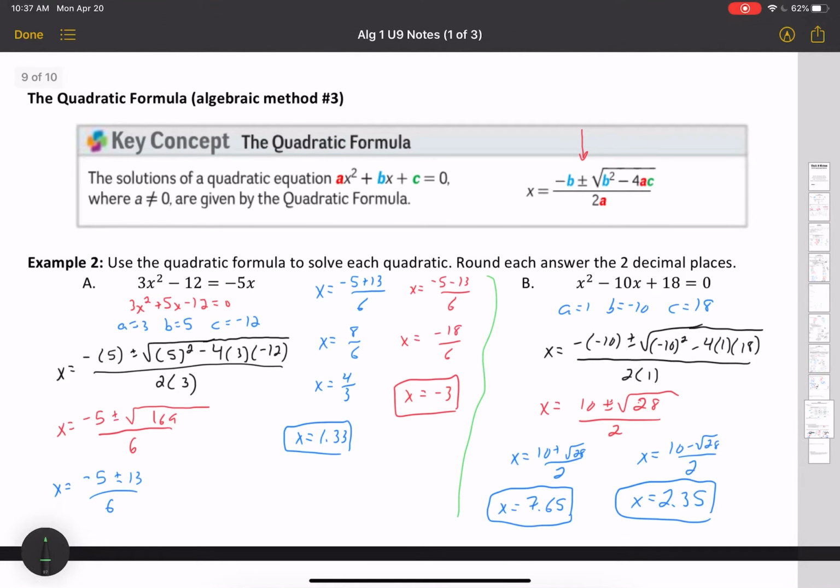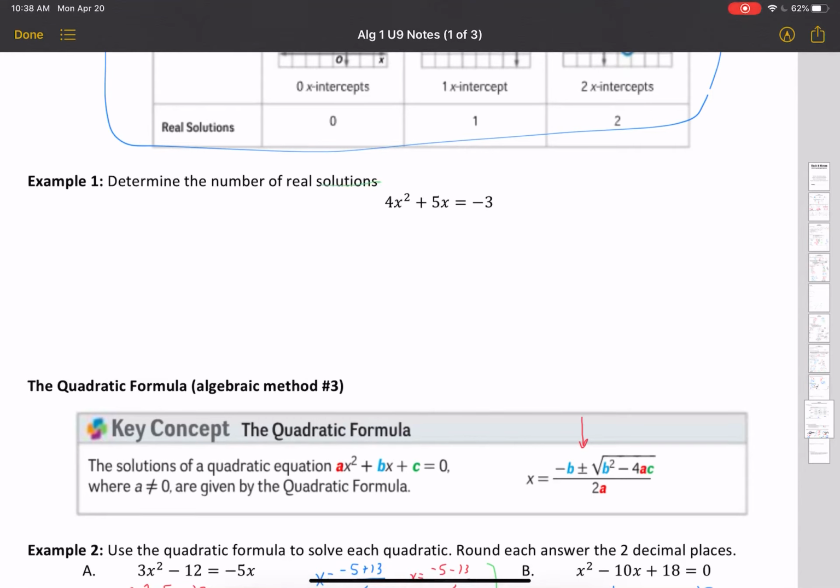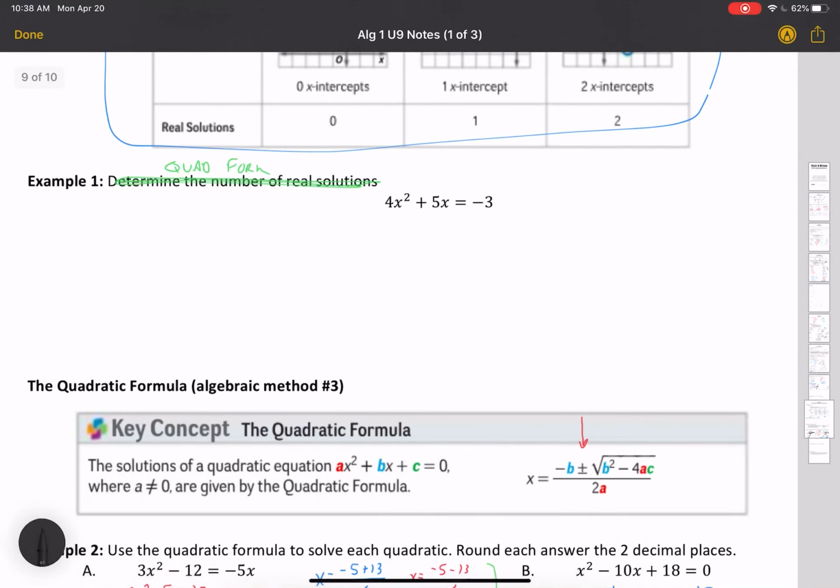I'm going to go above to this one, and instead of determining the number of real solutions, I'm actually going to determine what the solutions are. So I'm going to use the quad formula here, quadratic formula. Okay, so get into standard form. 4x squared plus 5x plus 3 equals 0. So I've got an A value of 4, a B value of 5, and a C value of 3.